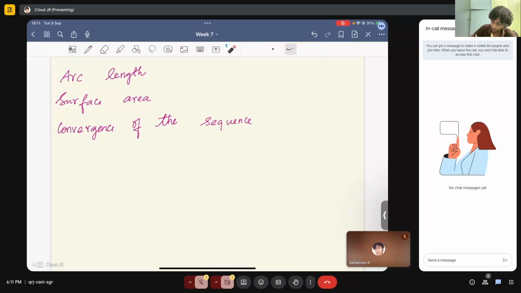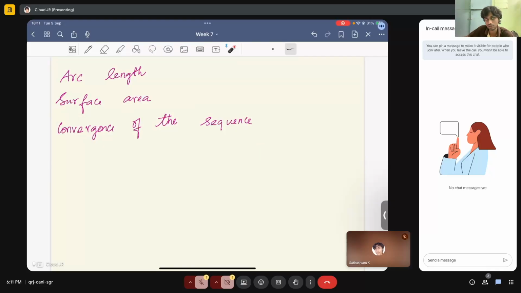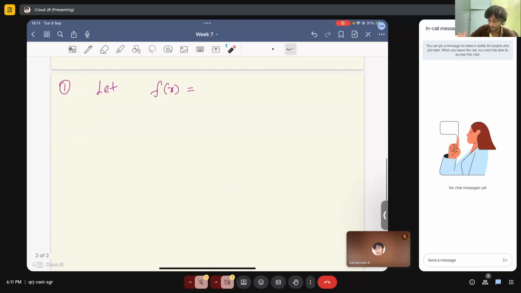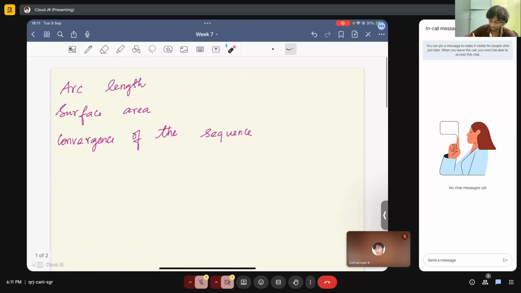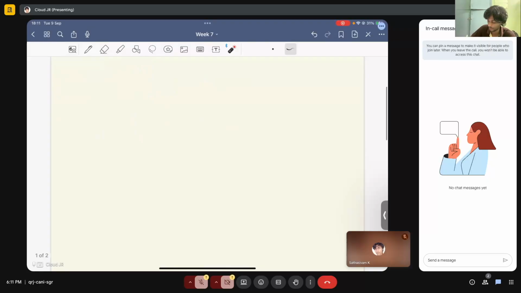Most of the problems we do are related to the convergence of the sequence, because the assignment has more weightage towards it. So we will do more in this area. Also, the arc length and the surface calculations are more or less similar. So we will do one sample problem, and then the other things you can do almost similarly. Okay, so let's start with finding the arc length.